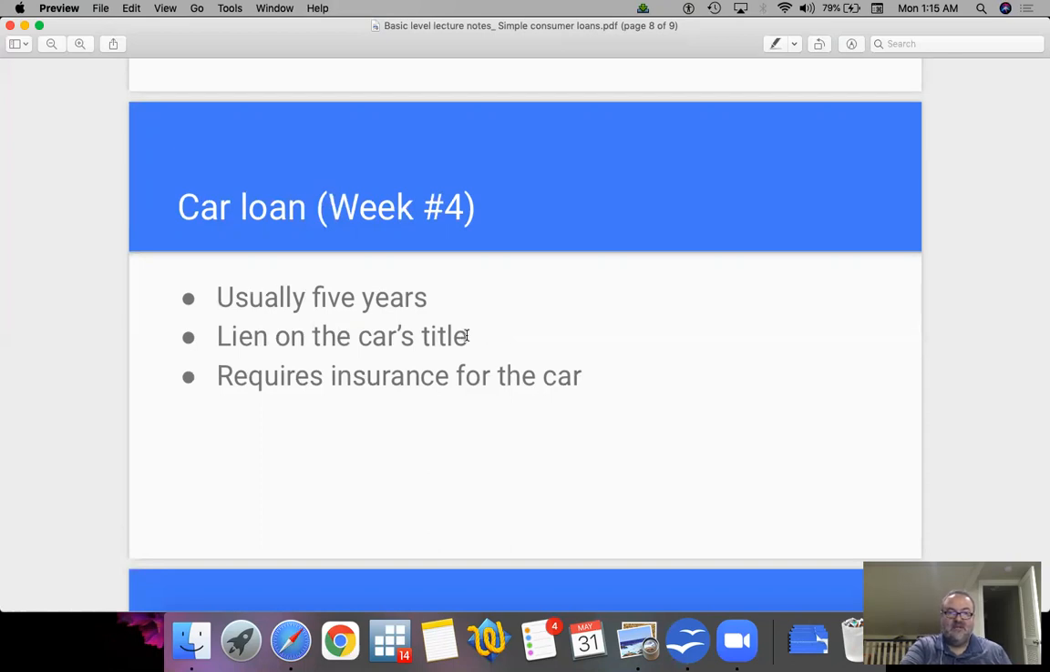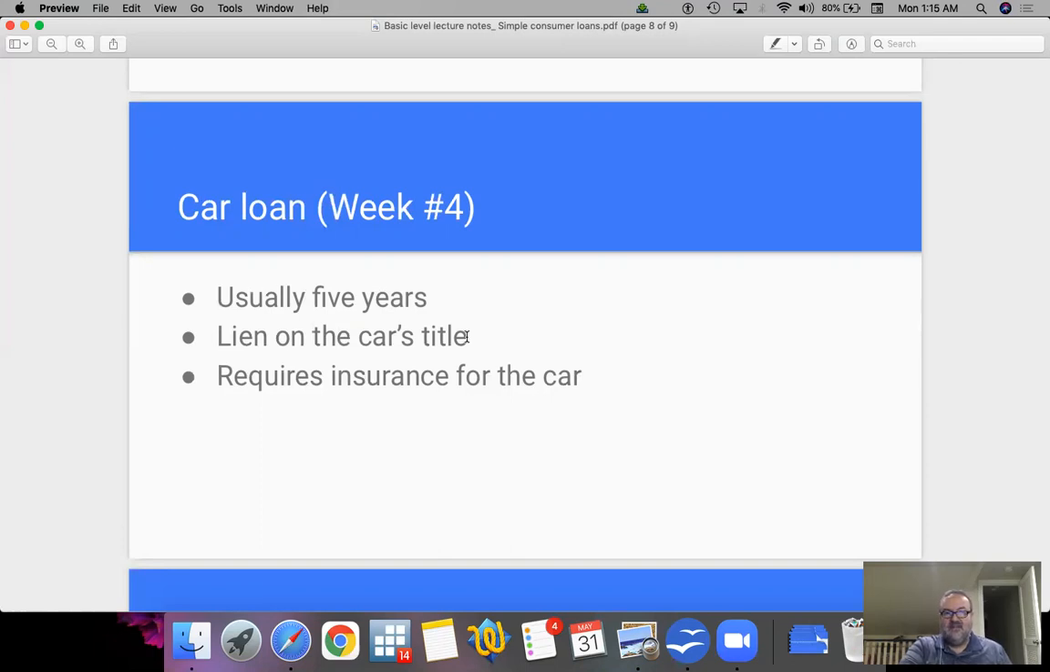And if anything happens to the car, insurance makes a payment. Insurance won't make a payment to you. Insurance will make a payment to the financial institution, to the bank, who actually gave you the money to buy the car, and then that bank will ultimately pay you.